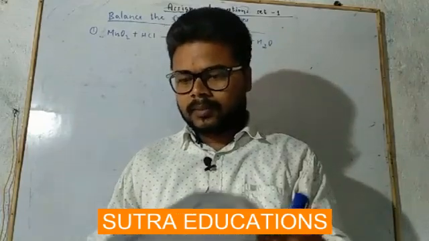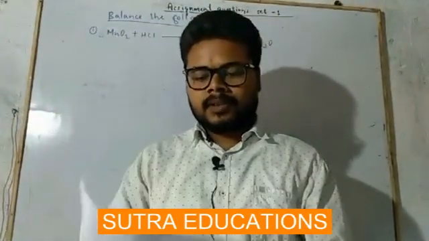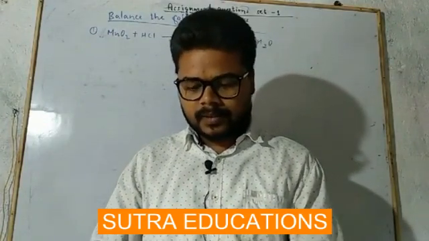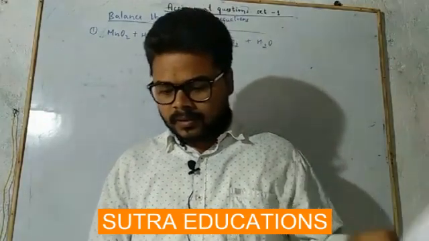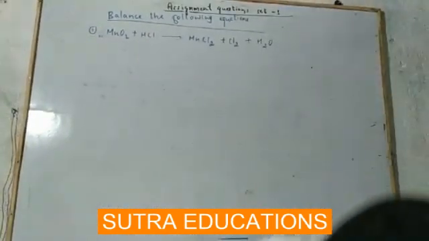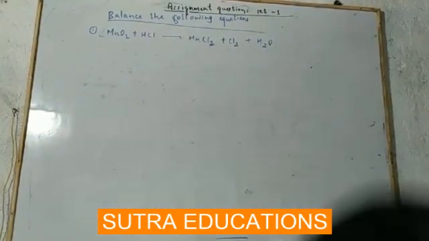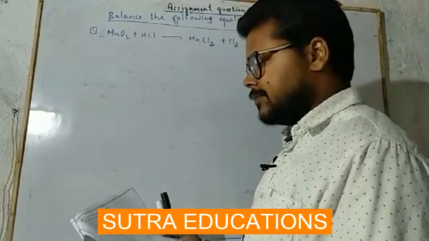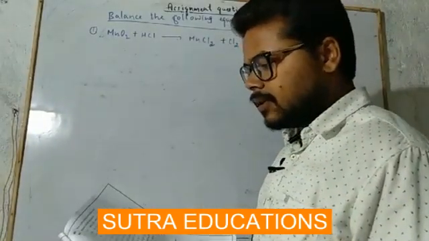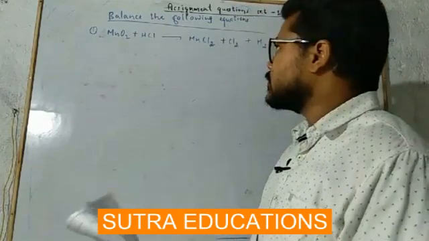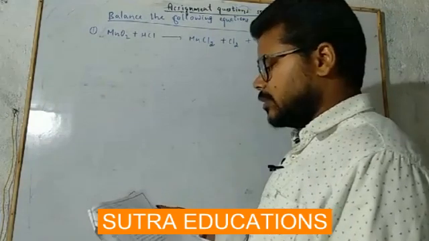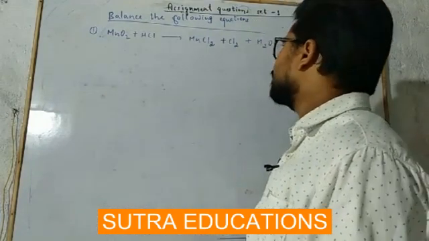And come to question number 41. Simply we will balance these questions. Okay, then we will be starting from question number 1. Okay, so (41) is balance the following equations. Okay, and it is MnO2 plus HCl to MnCl2 plus Cl2 plus H2.